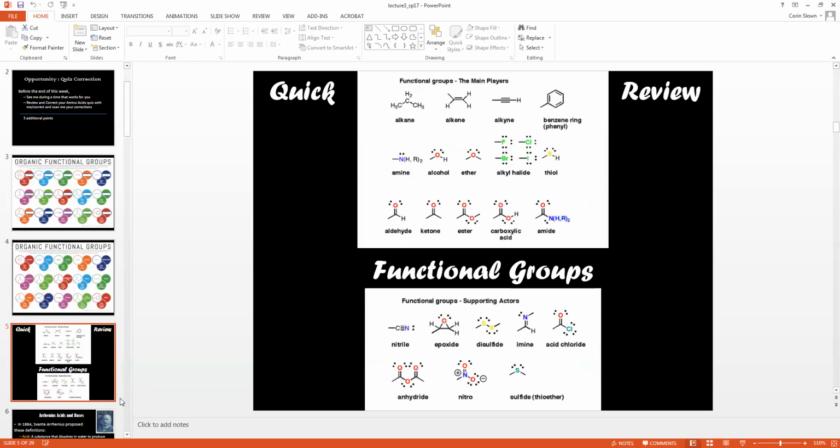nitro compounds, and sulfides. Notice I've broken them apart into main players and supporting actors. I thought this designation was really useful because you've probably seen the main players at some point. It's the supporting actors that maybe you're not as familiar with. By the end of the semester, you're going to feel comfortable with all of them.